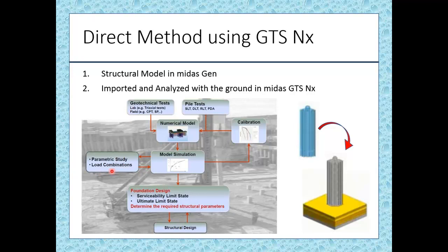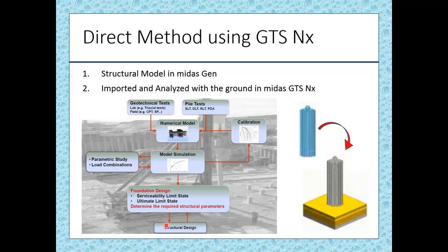Then, based on the load combinations, you can go ahead with the foundation design. And the load combinations could be serviceability based or ultimate limit state based. All right, so accordingly we will perform the foundation design, and then we determine the required structural parameters. These parameters, basically the K value, are then given to the structural design. Taking the K value results, the structural design is performed, as in the analysis along with these springs is done and the structural design is done.